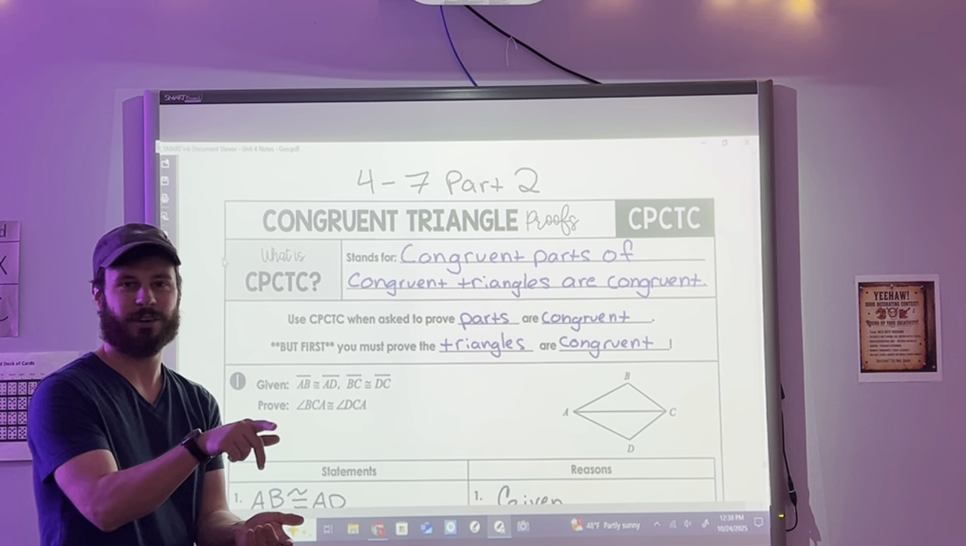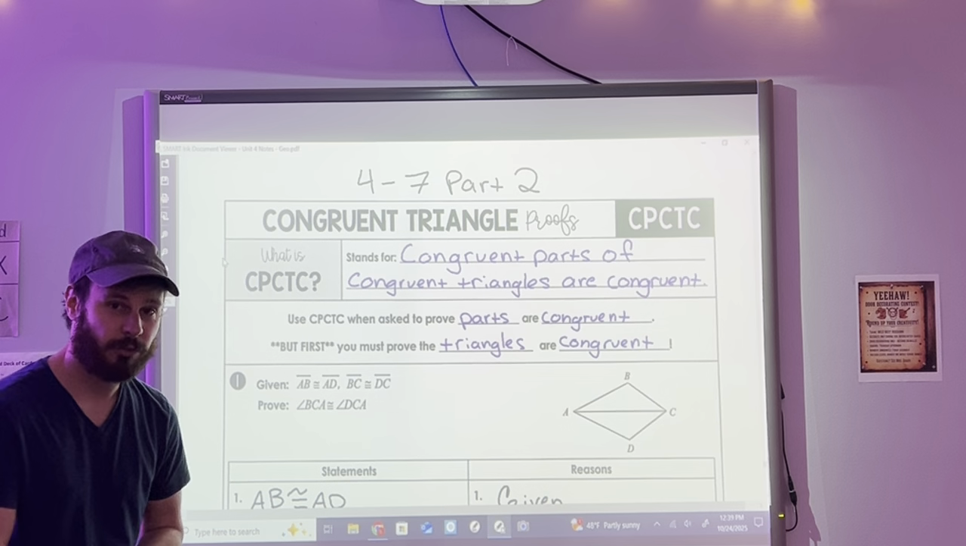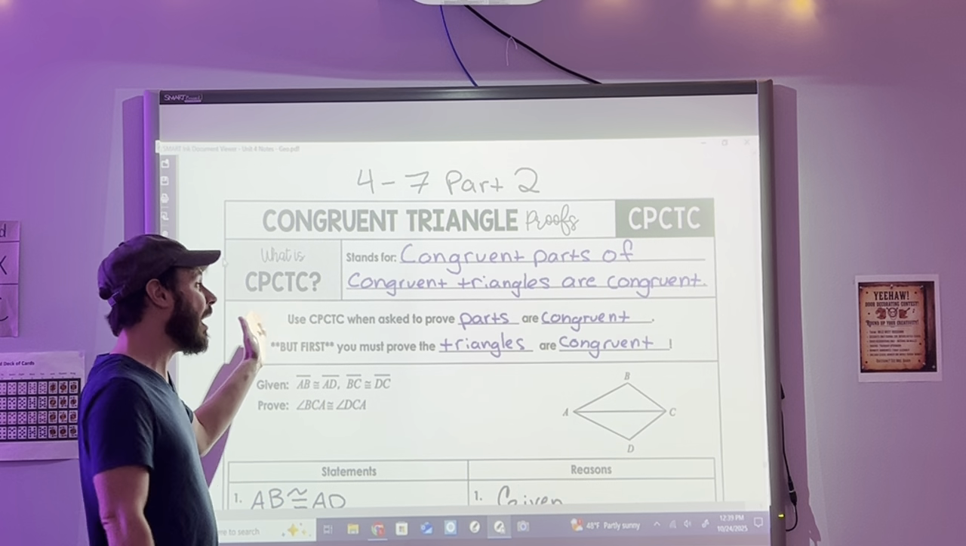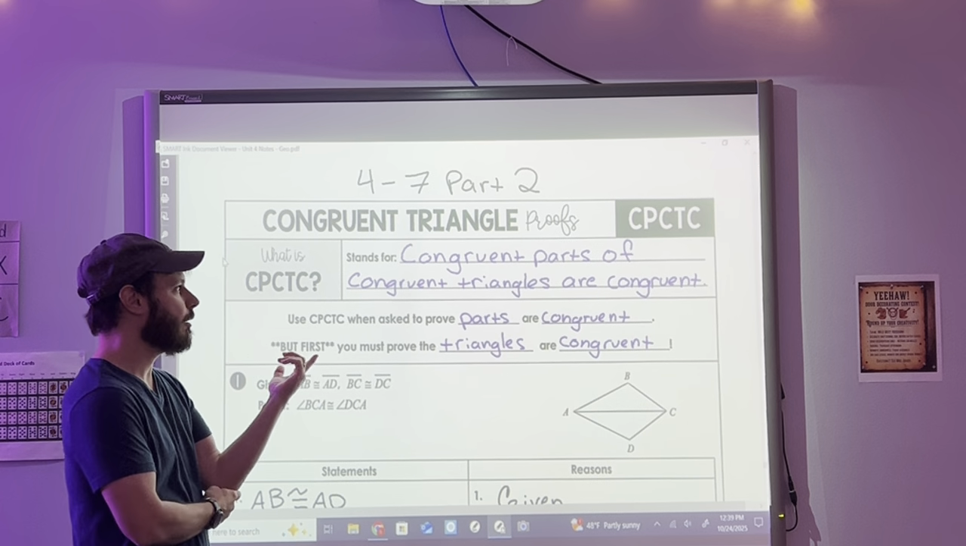This is unhinged. CPCTC: congruent parts of congruent triangles are congruent. Okay, we saw that before. Why is it important though? What do we use it in proofs for?